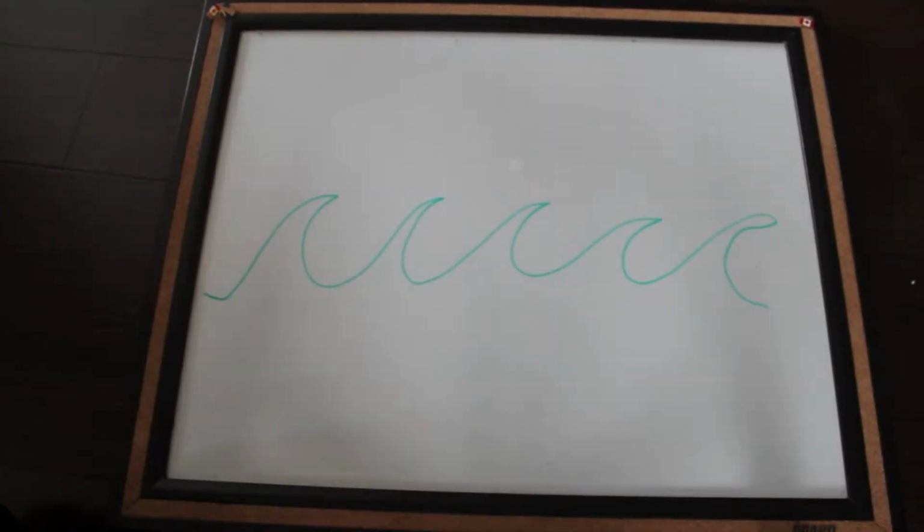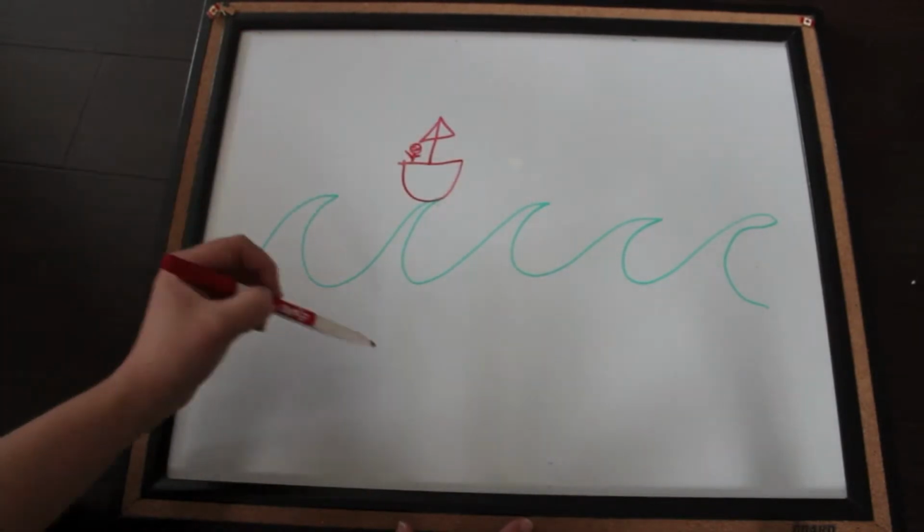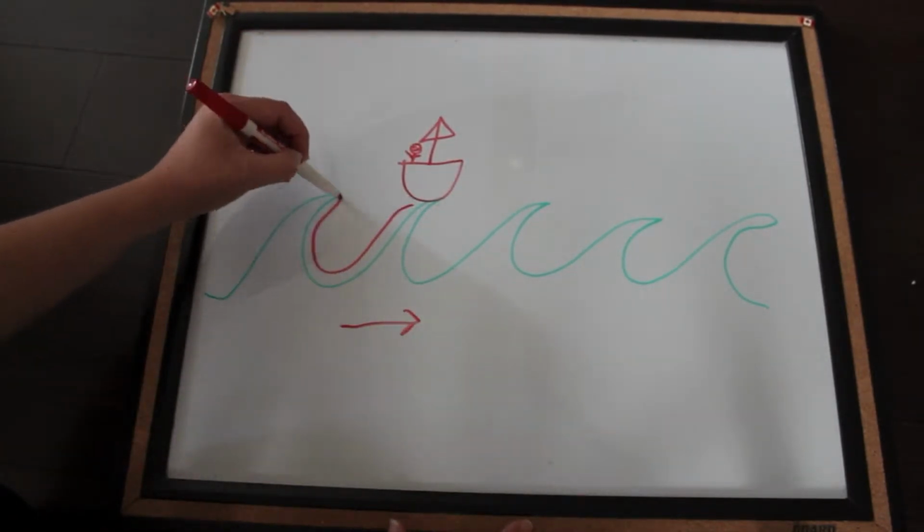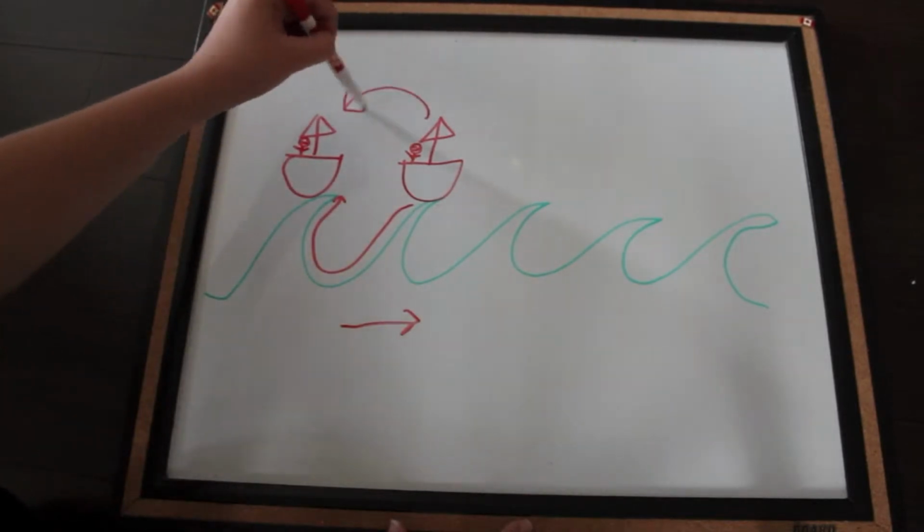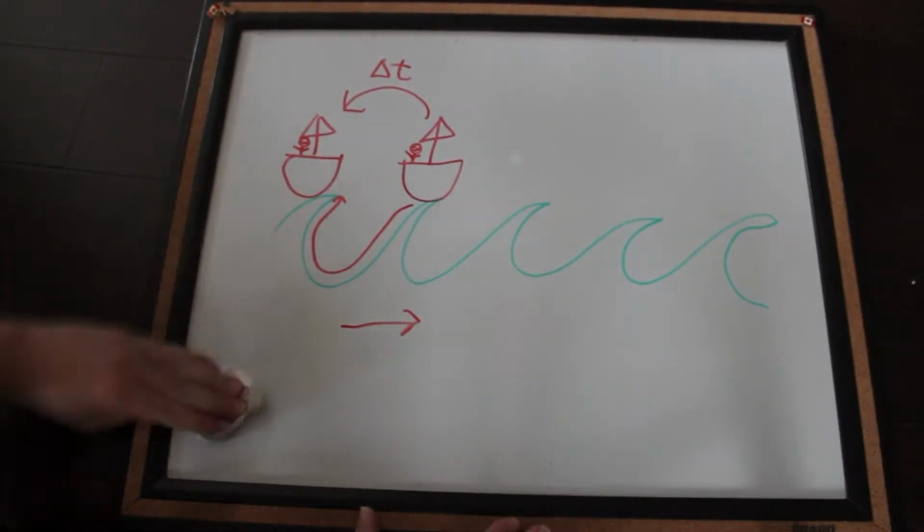One way to visualize this is if you're on a boat. Say you're at the top of a wave and then the wave is moving beneath you. The time it takes for you to go down and up to the next wave is the period.